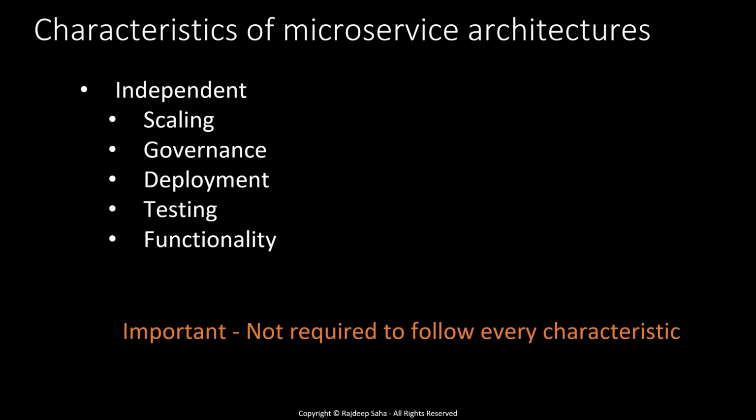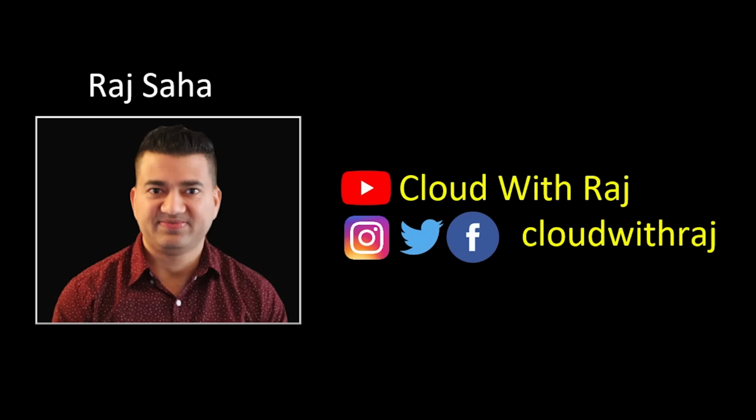You can test these microservices independent of each other, and they should have different functionalities. And as I mentioned before, the important thing is it is not required to follow every characteristic. The main characteristic is independent scaling and independent functionality. However, like I mentioned, sometimes you will see the same database being used for more than one microservices. Now that we understood about monolith versus microservices, let's talk about how can you implement microservices in AWS.